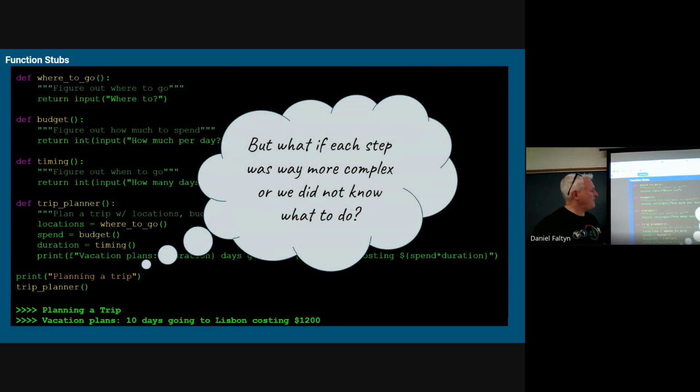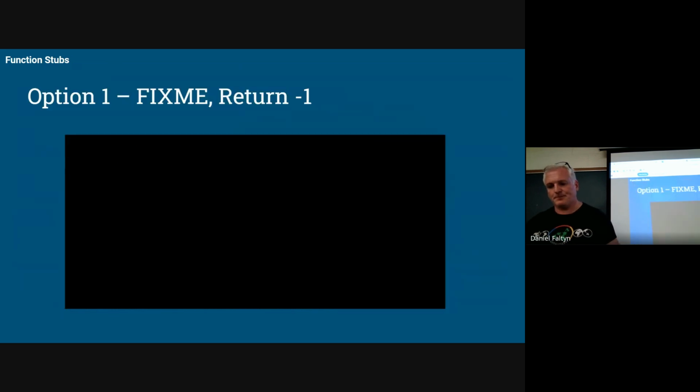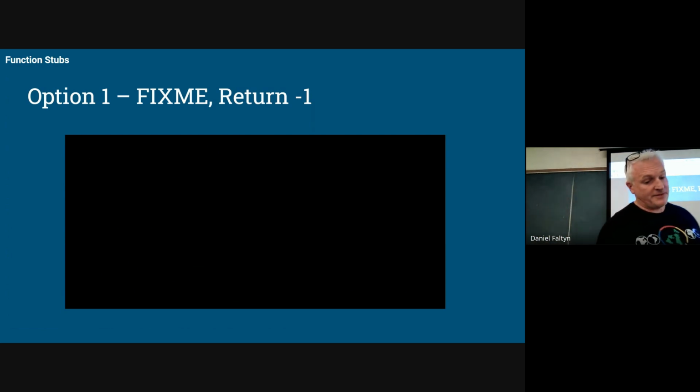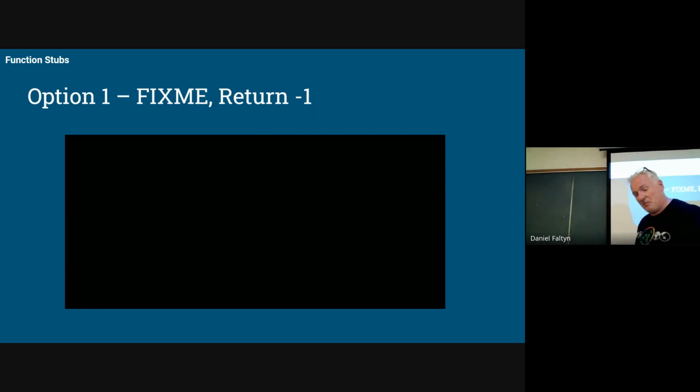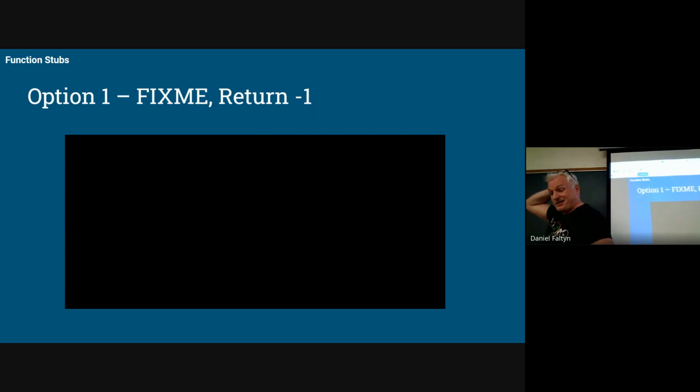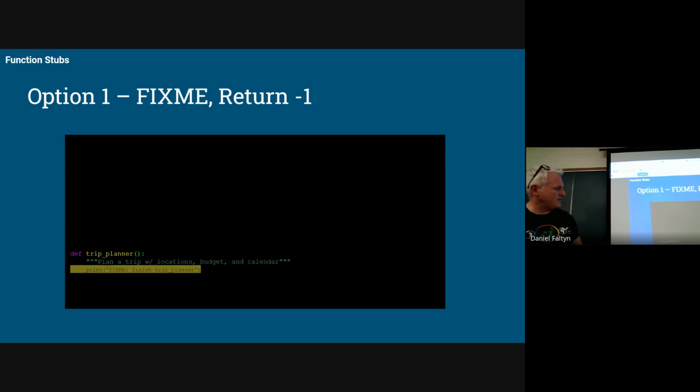So if each one of these steps was way more complex, this is where the stubbing comes into play. I really like the way Zybooks gives the options for this. I think, after coding for years and years and years, I just naturally do this stuff, but they did a really good job of outlining what some of your options are. And so one of the options that they talked about was when you define your function, just simply printing out a message that says, fix me.